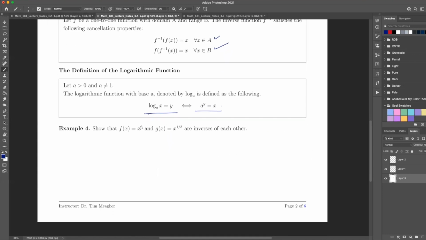But how do you show a function is an inverse of another? Let's just do this. You just literally take f inverse of f of x, and you crunch through and see what happens.